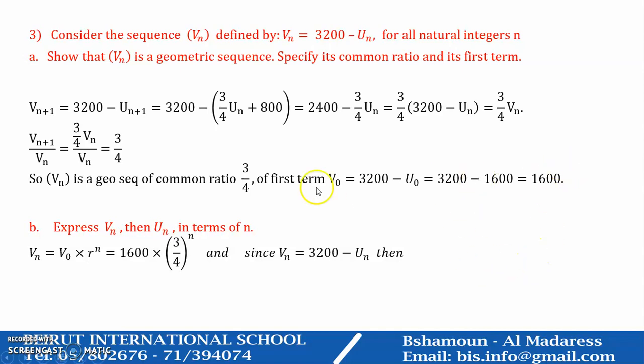And since Vn equals 3200 minus Un, of course Un is neither arithmetic nor geometric. I'm not going to use the properties of the arithmetic sequence or the properties of the geometric sequence to express Un in terms of n. But I can use this relation Vn equals 3200 minus Un, so I can transform it to get Un equals 3200 minus Vn, and already Vn equals 1600 times 3 over 4 to the n. So we can replace this value, and this gives Un in terms of n.